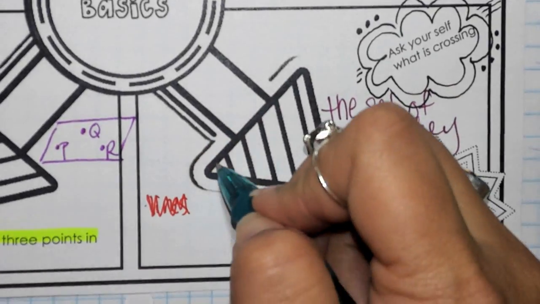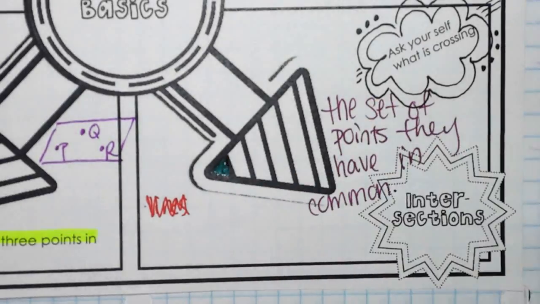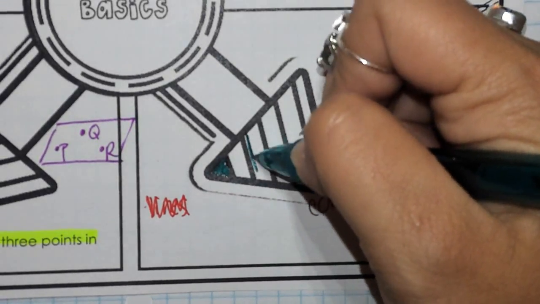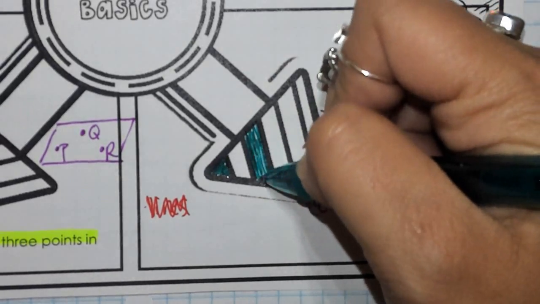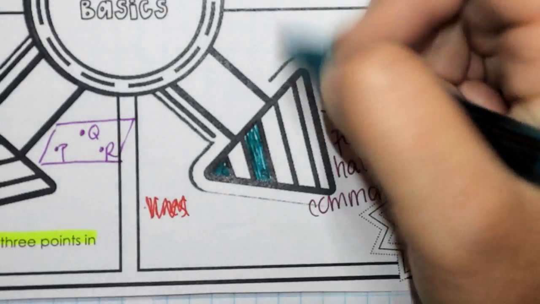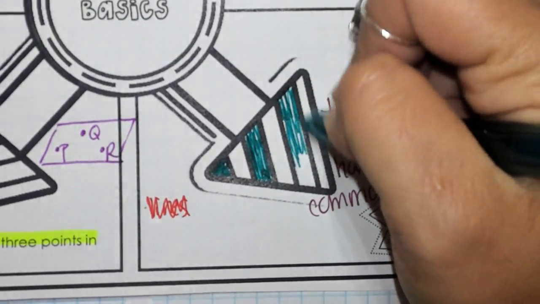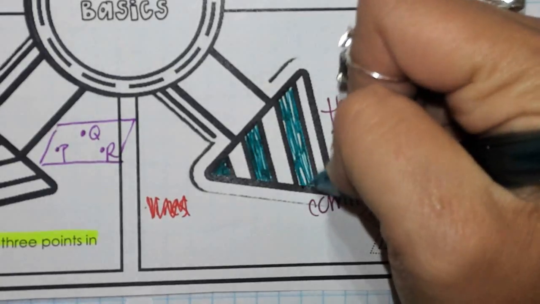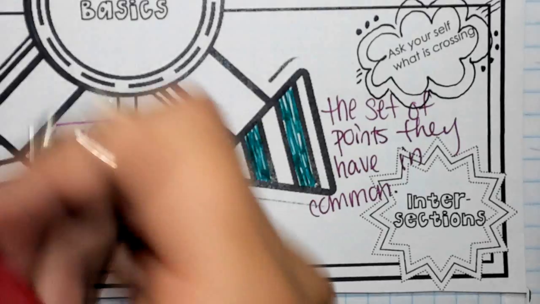All right, so how do we name a point? A capital letter? Awesome. Take a point if you said that. How do we name a line? 2 points. Take a point. How do we name a plane? 3 points. Take a point.